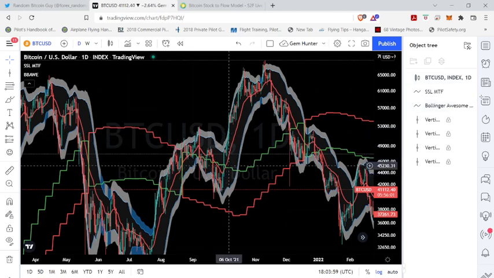Going above the SSL, but below the midline, 75%. Above the midline, 50%. Here, outside the band, 25%.